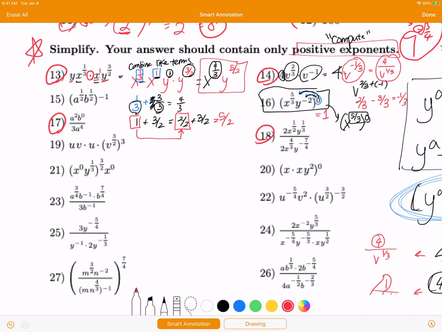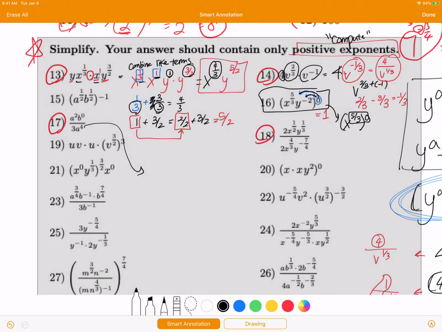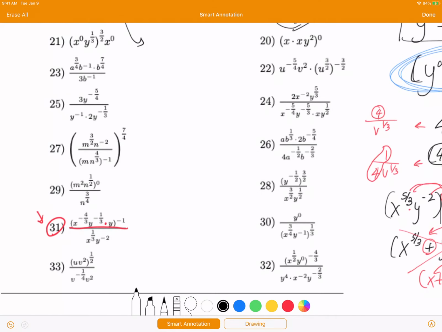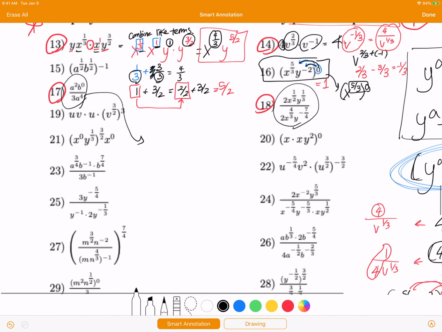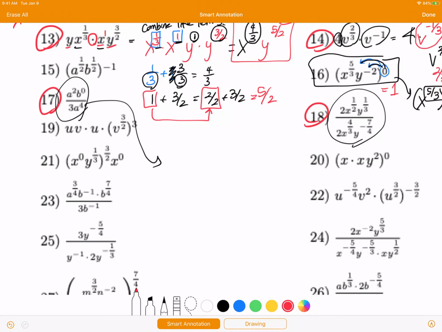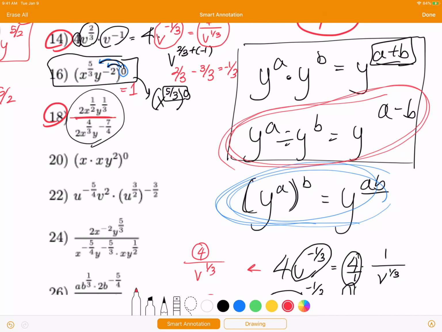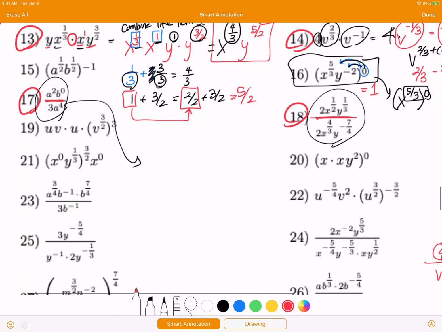Okay, next, question number 17 and question number 18. These are the last ones that I'm going to do. Oh, actually not the last one because we have one more, 31 to do, right? 17 and 18, they're both being divided, right? Instead of multiplying, we're going to divide those fractions together. And you guys are going to be applying this rule, where when we're dividing, please remember that you're going to subtract the exponents together. So what do we do?